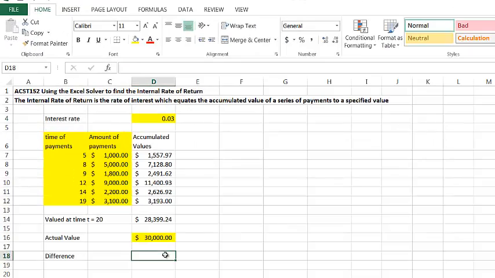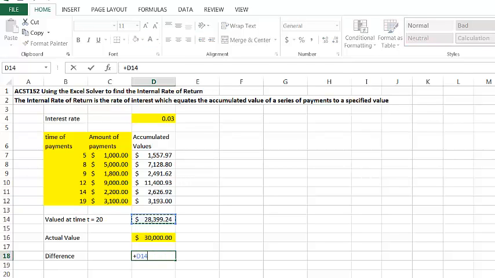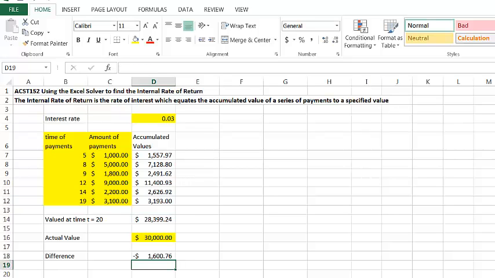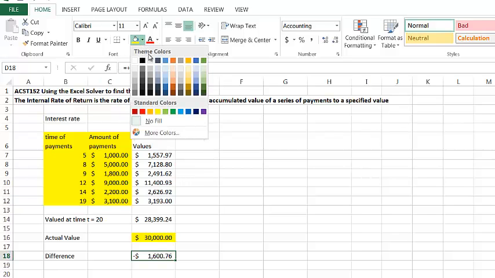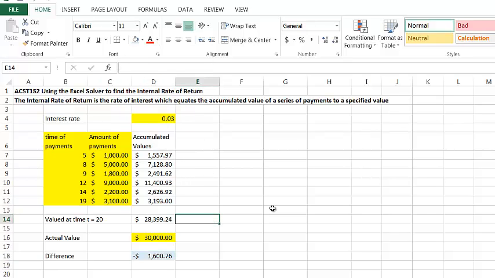So normally what I would do is I would say, okay, what's the difference between the calculated value and the actual value? And I put that in this box called difference. Now, if I have the correct interest rate, then that difference should be 0. The difference between 30,000 and the accumulated value that was calculated should be 0. If we can achieve that, then we know that we have found the correct interest rate.